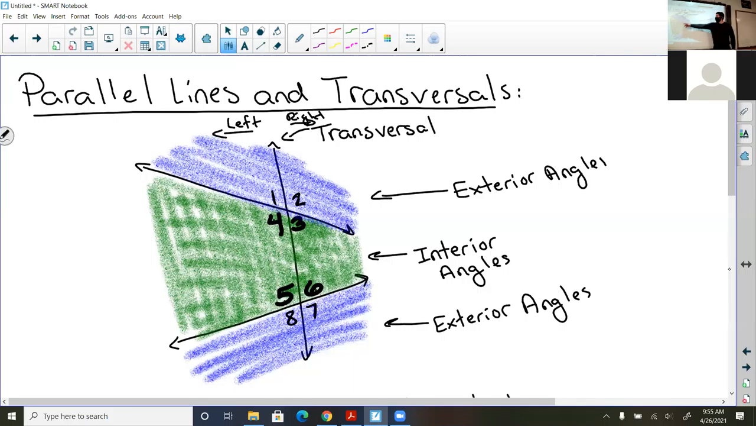If I take a look at angle 4, that is on the left of the transversal and it is below the line. So looking at this other line, what's on the left and what's below, it would be angle 8. So angle 4 and angle 8 are going to be corresponding angles. Angle 2 is on the right side of the transversal and above the line. So angle 6 is on the right side and above the line. So angle 2 and angle 6 are corresponding angles. And lastly, angle 3 and angle 7 will be corresponding because they are both on the right and they are both below their lines.